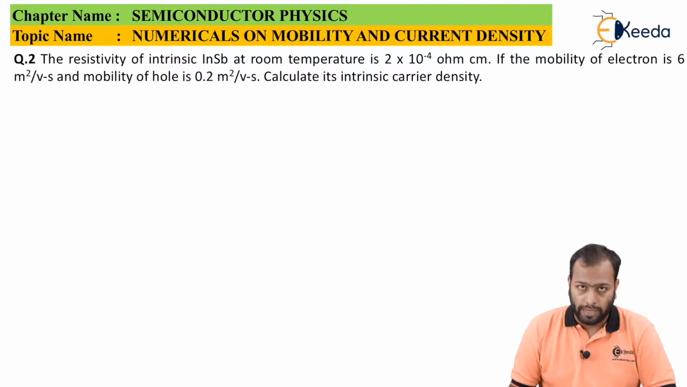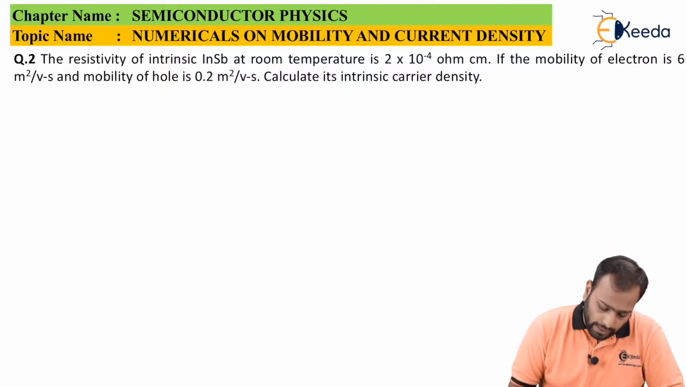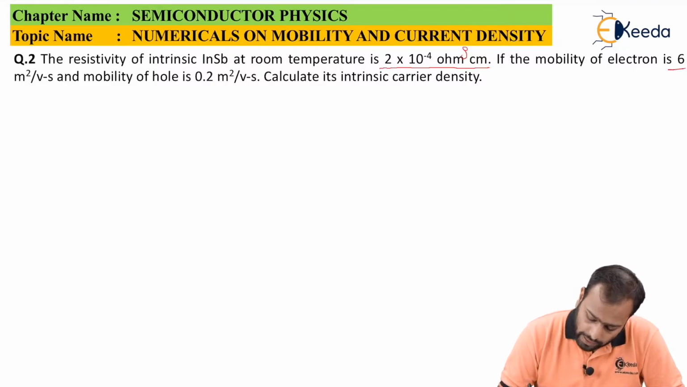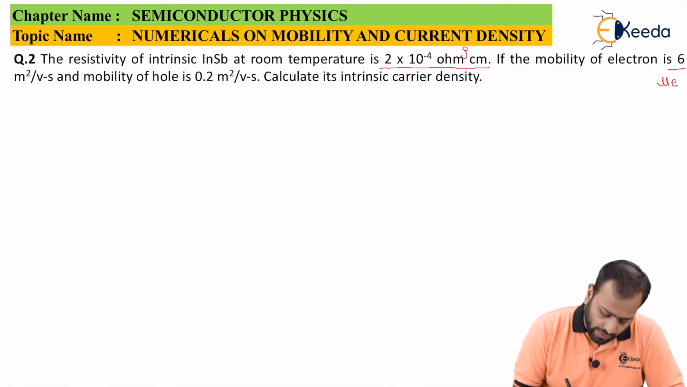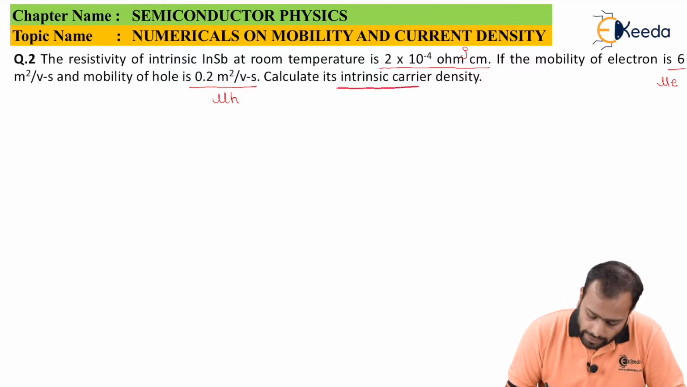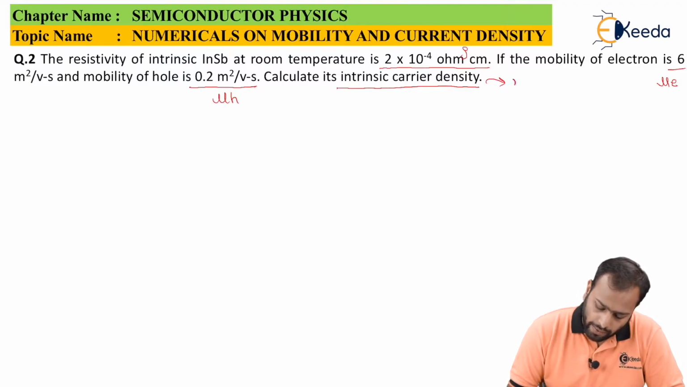Now, let's move on to the next question. It says the resistivity of intrinsic InSb at room temperature is given as this. Now, they have changed the question a little bit. They have given the resistivity, which is rho. If mobility of electron is 6 meter square per volt second, basically they have given this as mu e, and they have given the mobility of holes as 0.2, which is mu h. You have to again find out the intrinsic carrier density or n.